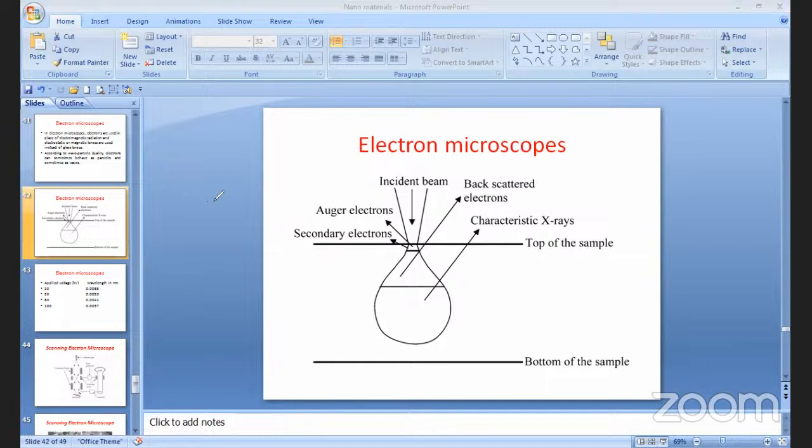Generally, wavelength can be simply calculated by using the de Broglie relation. Lambda is equal to h by mv, where h is the Planck's constant, m is the mass of the electron, and v is the velocity of the electron.